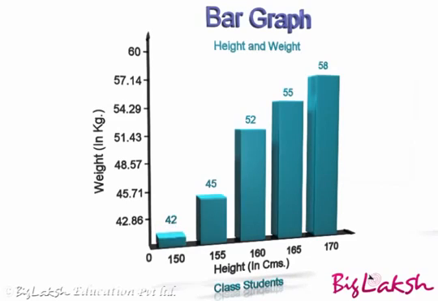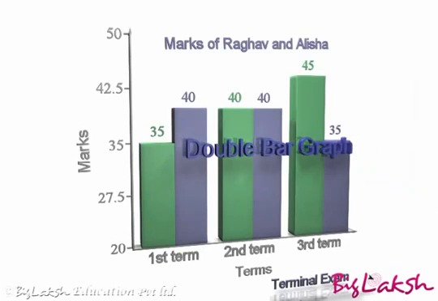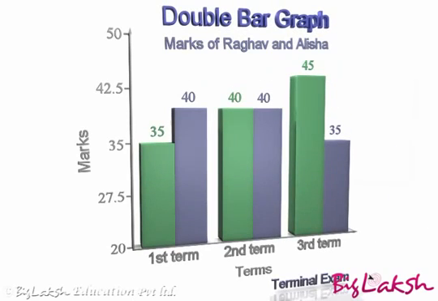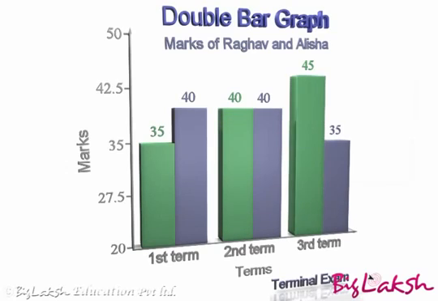The height of each bar shows the weight of students of particular height. For example, the weight of a student whose height is 150 centimeters is 42 kilograms. Bar graphs can also have double bars. We can use this graph to compare the marks of Raghav and Alisha in a particular term.